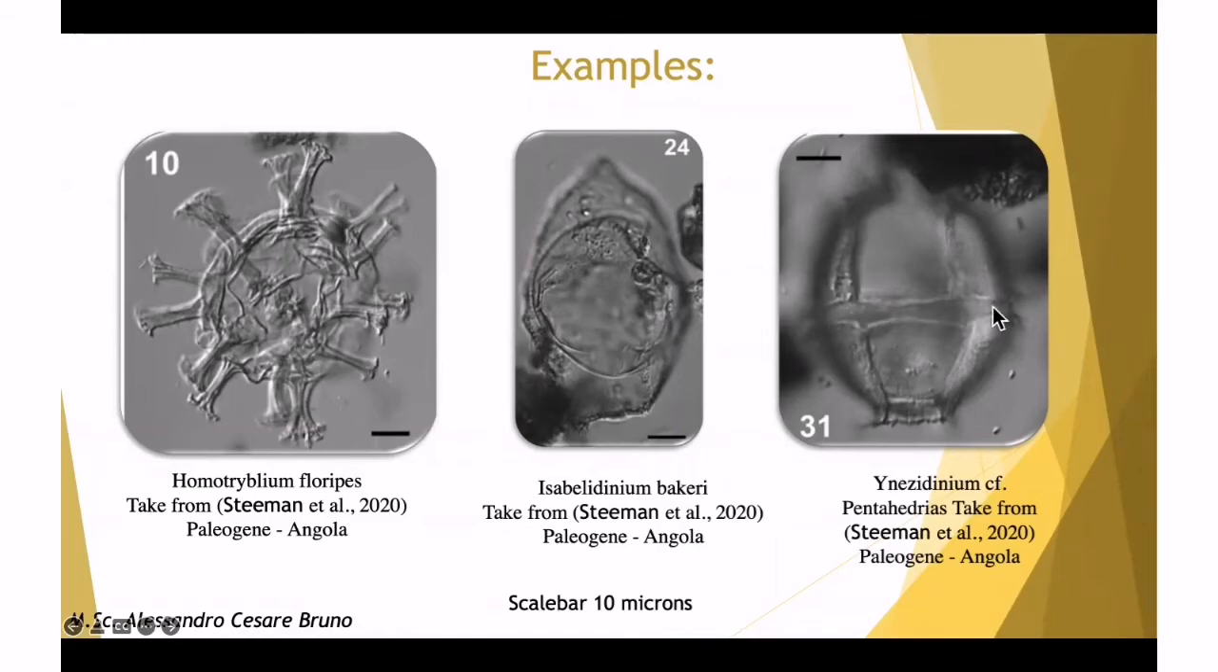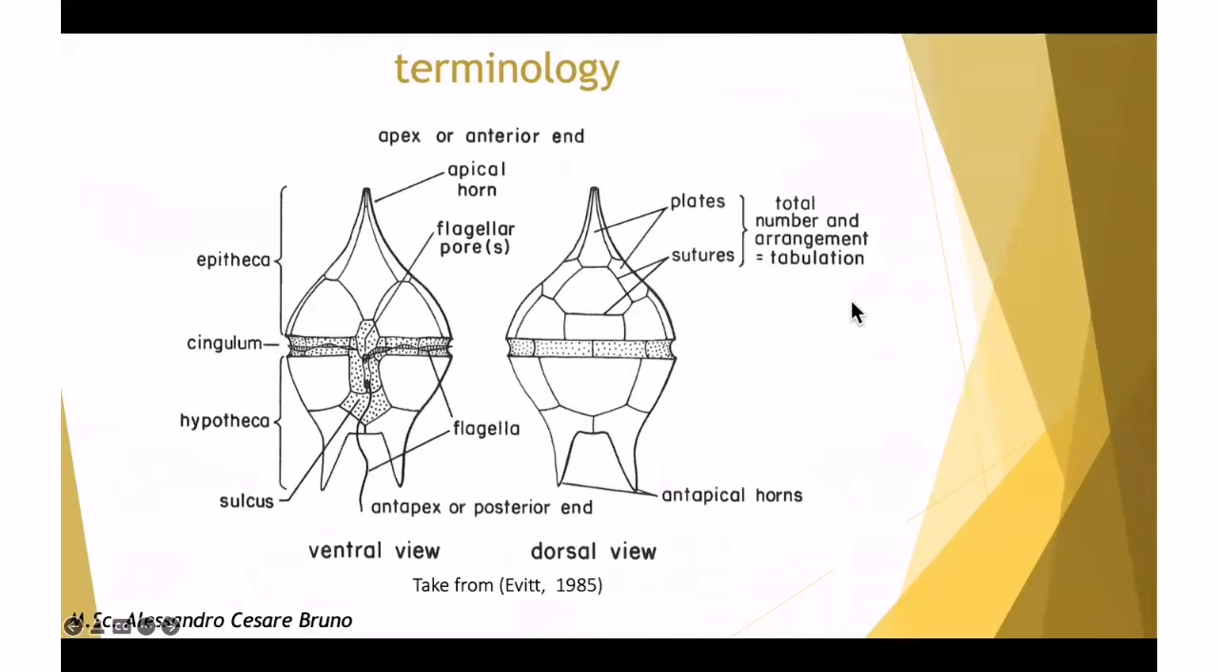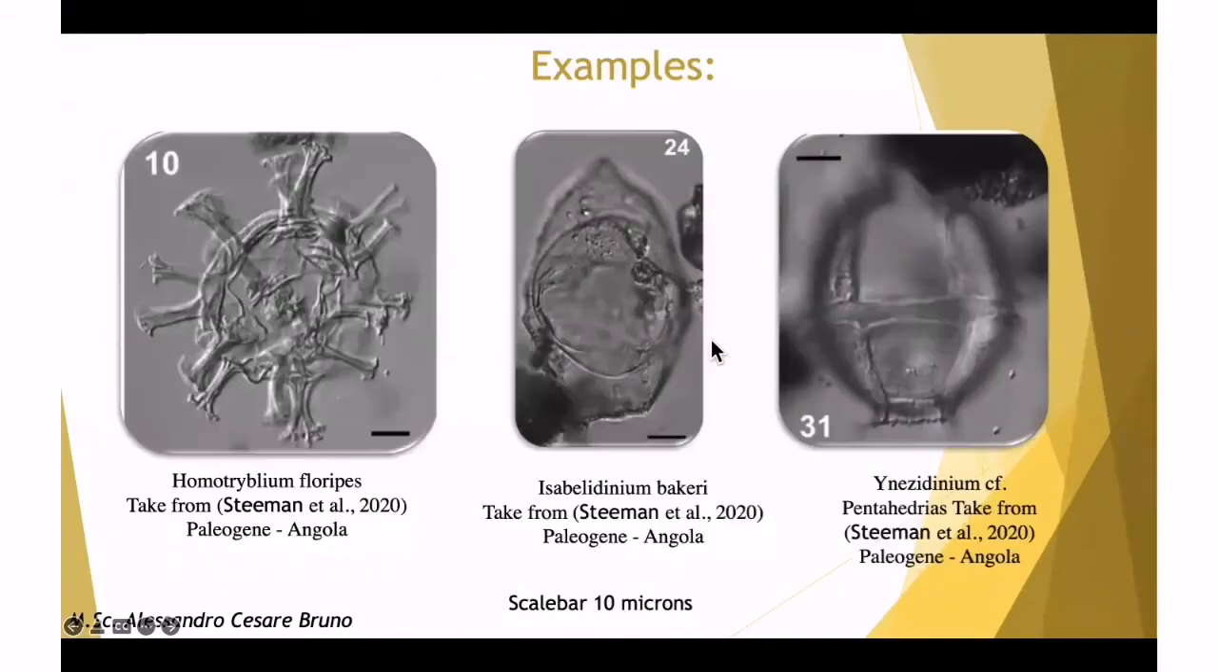We can see the cingulum, the structure that, as I told you before, identifies the central part of the body. In this picture, we can see perfectly the cingulum, the antapical plate, the post-singular plate and the presingular plate. And we can see that there is a cavity located in the presingular plate; this cavity, as I told you before, is an archaeopyle. In this case, the archaeopyle is located presingularly. And for example, Aesidinium is a genus that is characterized by a presingular archaeopyle.